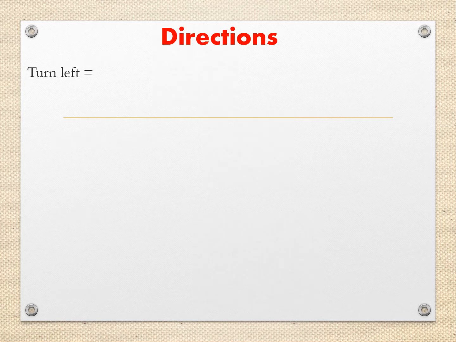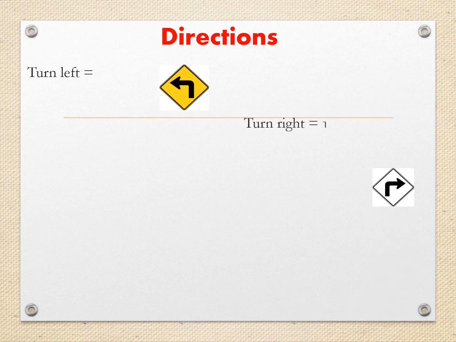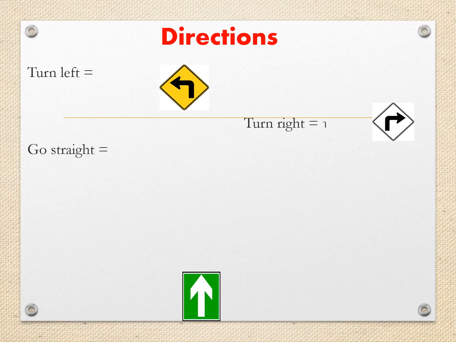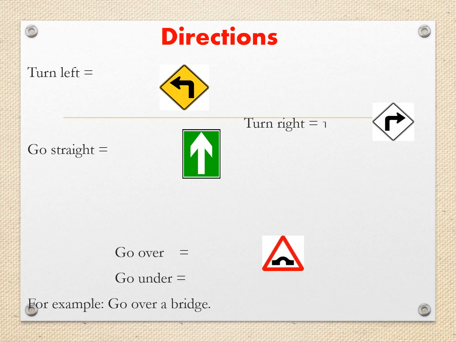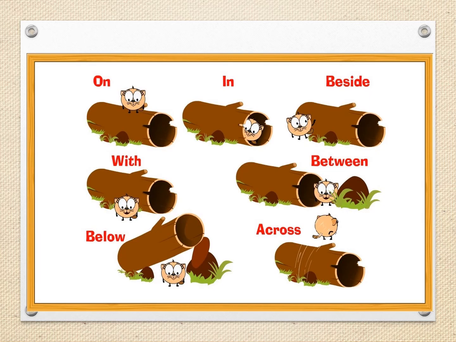Next, some vocabulary for directions. Turn left, then we have turn right. The opposite of turn left is turn right. Then we have go straight, then we have go over and go under. For example, go over the bridge or go under the bridge. So these are some prepositions and some vocabulary items related to directions. Then we have prepositions of location as well: on, in, beside, with, then between, and then below, and then across.